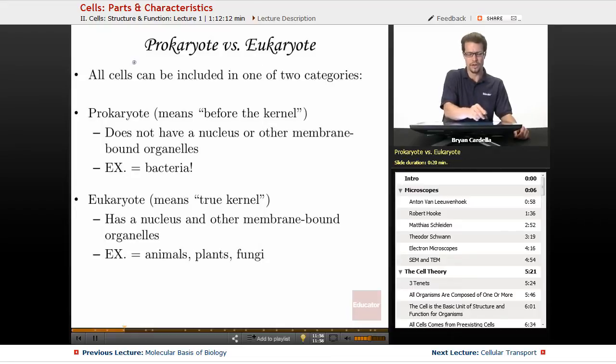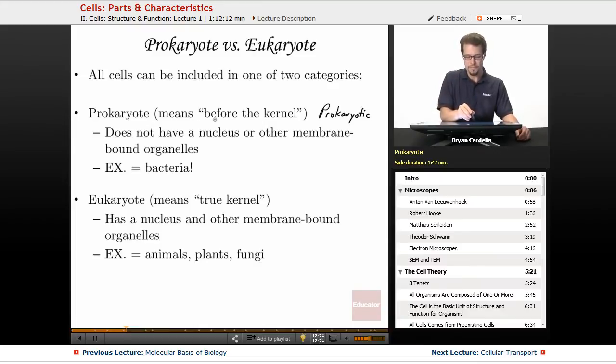Prokaryote versus eukaryote. If you look at all the cells that have ever been discovered or studied on Earth, they fit into one of these two categories. And I mean it. All cells can be included in one of these two categories. First one, prokaryote. The other term, in terms of an adjective, would be prokaryotic. So I could call a cell a prokaryote or say that is a prokaryotic cell.